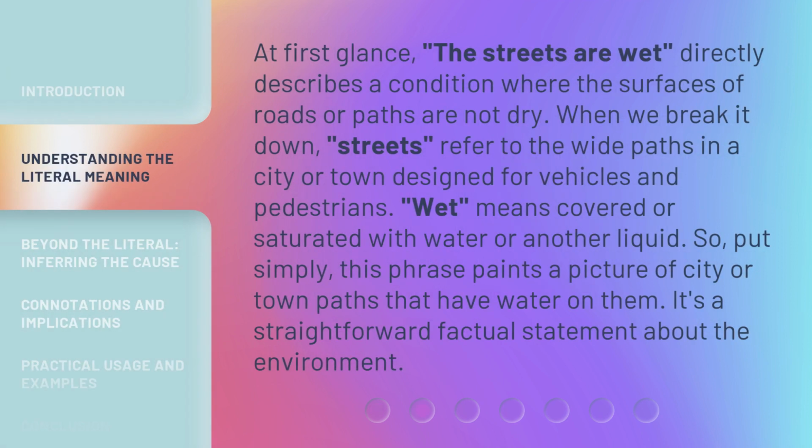At first glance, "the streets are wet" directly describes a condition where the surfaces of roads or paths are not dry. When we break it down, streets refer to the wide paths in a city or town designed for vehicles and pedestrians. Wet means covered or saturated with water or another liquid. So, put simply, this phrase paints a picture of city or town paths that have water on them. It's a straightforward factual statement about the environment.